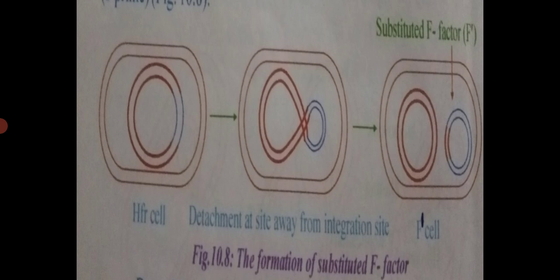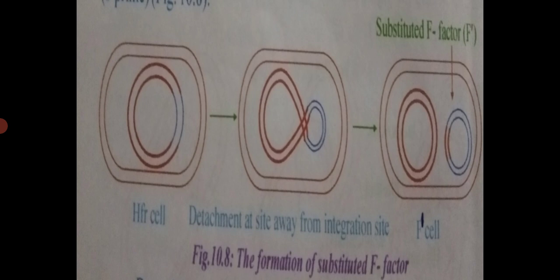Then F prime, or sexduction, or F duction. Integration of an F factor in a donor bacterial chromosome is reversible. It may detach from the chromosome. Detachment of the factor from the HFR chromosome at a site away from the site of integration leads to formation of an F factor containing a segment of bacterial chromosome. Such an F factor is called a substituted F factor or an F prime.